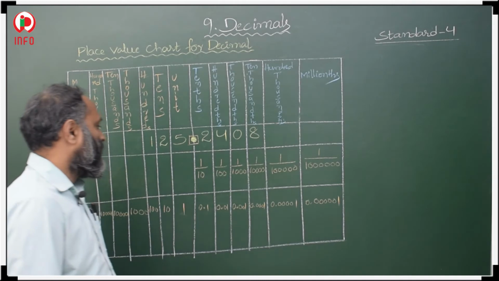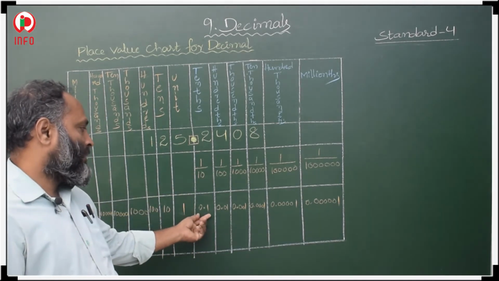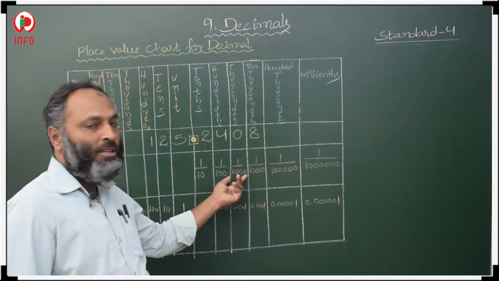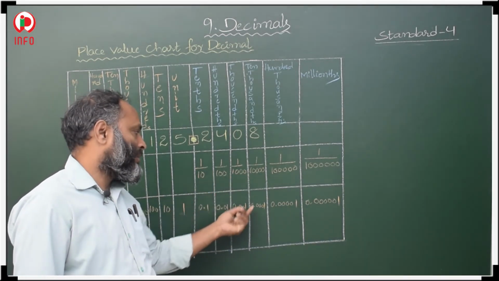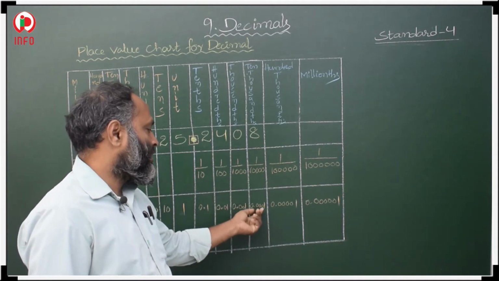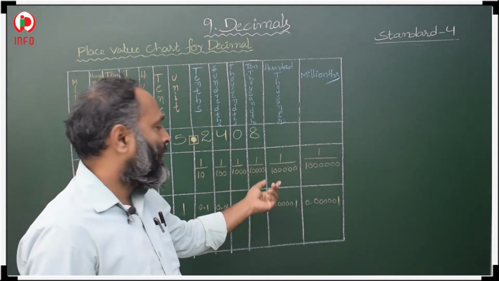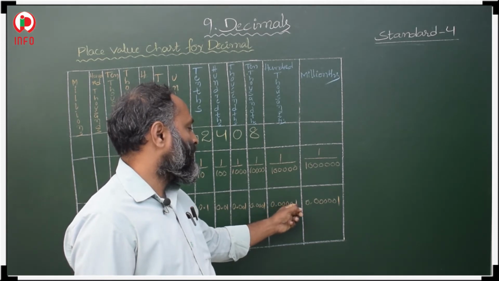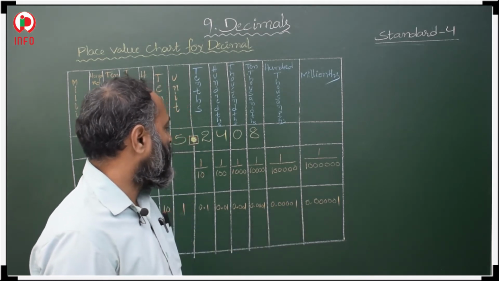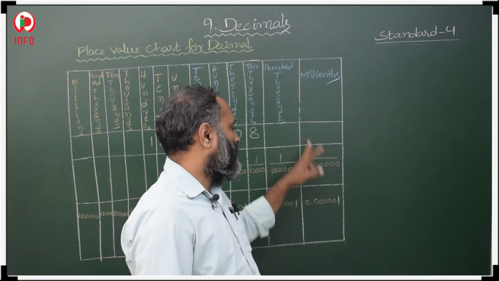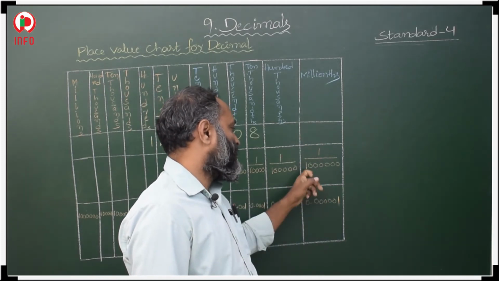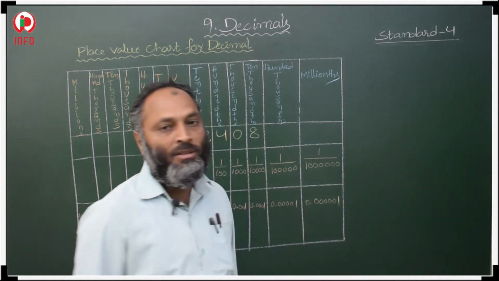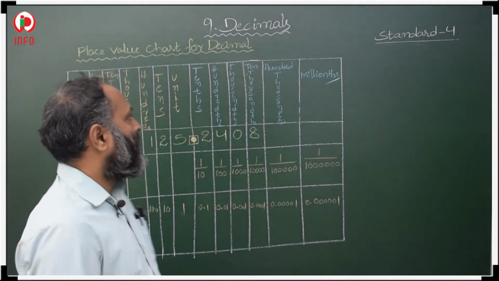Then after that, 1 by 10 means 0.1, 1 by 100 means 0.01, 1 by 1000 means 0.001, 1 by 10,000 means 0.0001, and 1 by 100,000 means 0.00001. Then 1 by a million is 0.000001. So in this way we have to write it here.